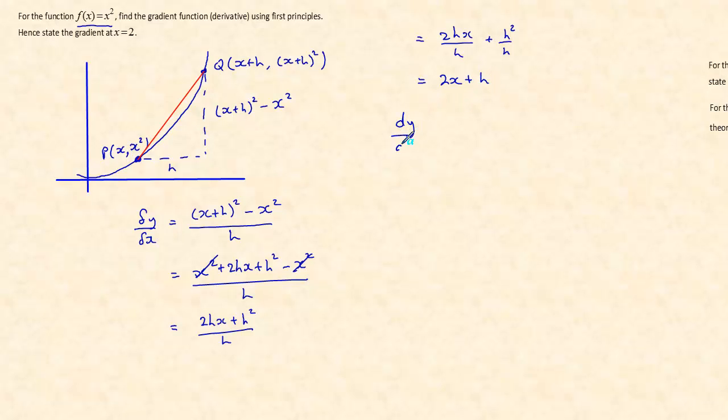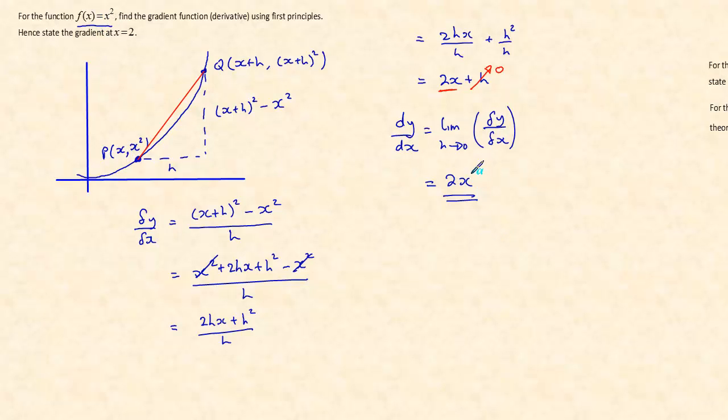Now dy dx is the limit as h tends to 0 of delta y over delta x. So that's not going to affect 2x, but the h is going to become 0. And so it's just going to be 2x. So this is the gradient function for x squared.